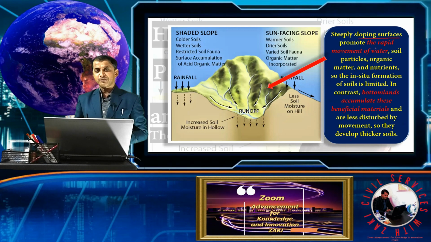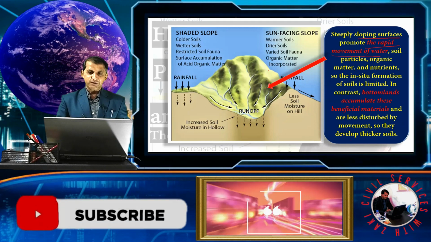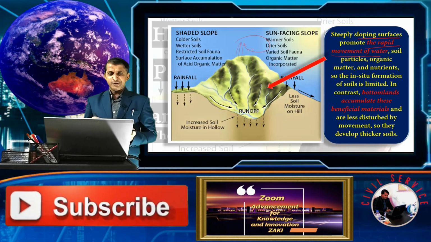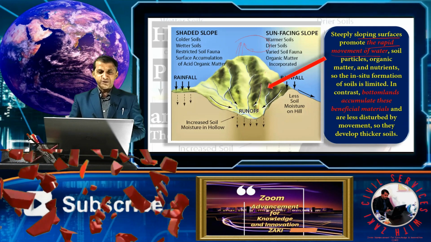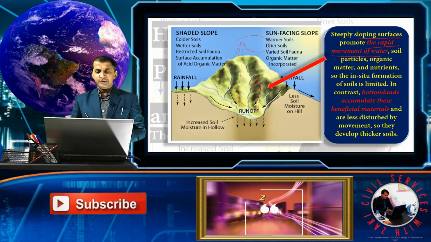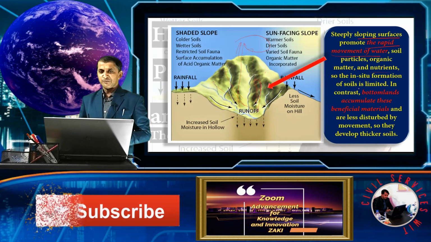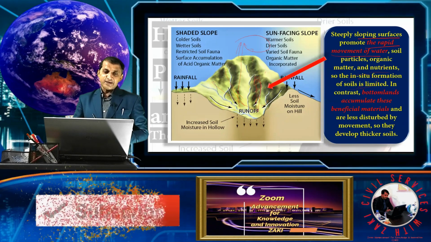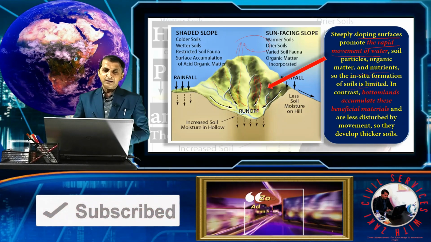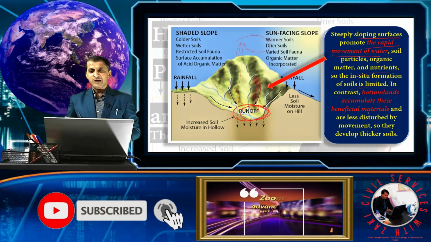Steeply sloping surfaces promote the rapid movement of water. If such rainfall or precipitation happens, then it drains very rapidly in this area. So in this area, organic matter, nutrients, and in situ formation of soil are limited, but these nutrients finally accumulate in the valley and the bottom.